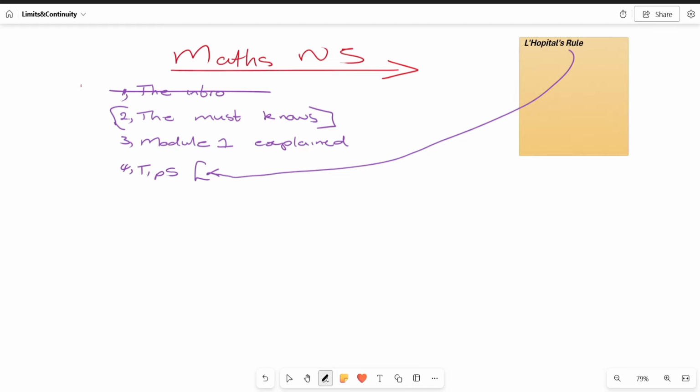Now let's discuss the limits. Okay, this is the first module in Maths 5, limits and continuity. It's one of the most stressful, because if you've gone through past papers, it's a bit frustrating to know what to do, when to use this name here, this rule here.